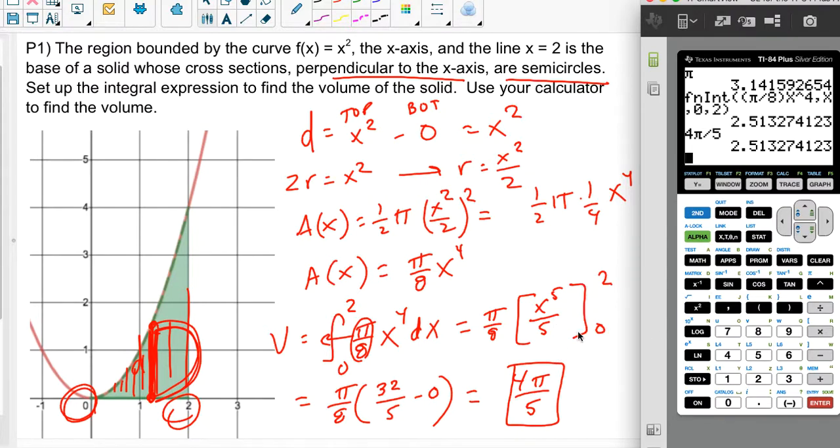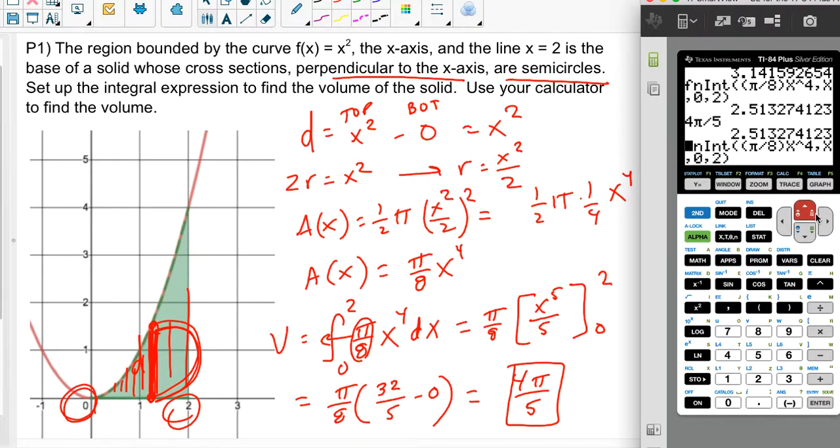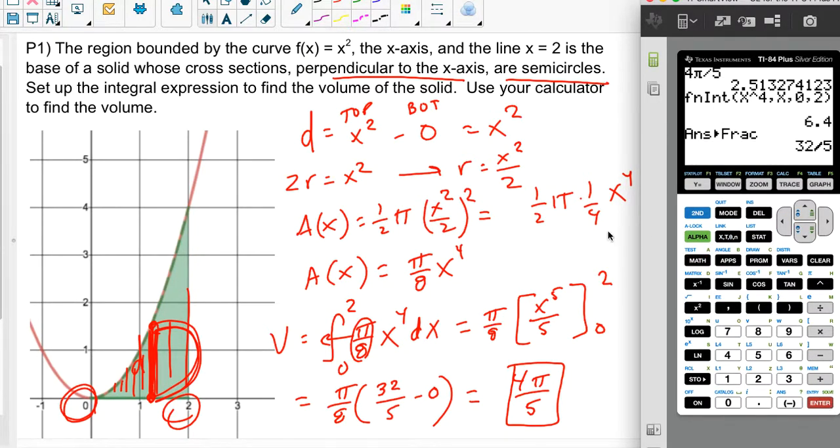Or what I could have done is I could have checked that I could have done the integral without the pi over 8. And what I would have found is that it was 32 over 5, which is the part I got before I multiplied by pi over 8. So you could have also done this, right? And then math frac that, because that doesn't have a pi. And sure enough, that's the 32 over 5 that I got. So then I would multiply by the pi over 8.